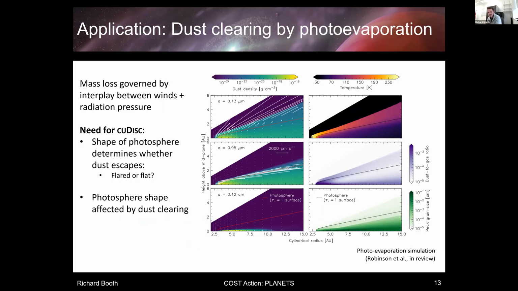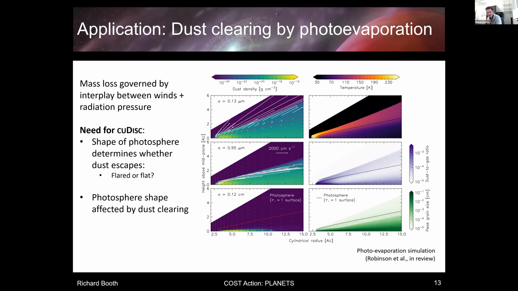The type of problem we actually developed this code to do is something like this dust clearing by photoevaporation. The idea is that as a disk is being destroyed by photoevaporation at the end of its lifetime, you need to not only remove the gas, but you need to remove the dust. We think that this probably happens by some kind of combination of entrainment in the wind and being blown out by radiation pressure. The reason we needed to develop this code is that the wind wants to carry the dust upwards, but radiation pressure wants to push the dust outwards.